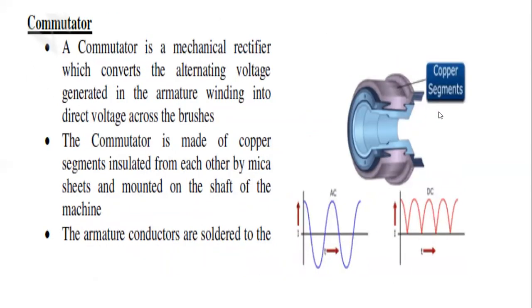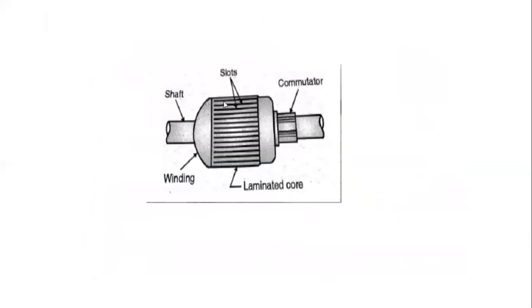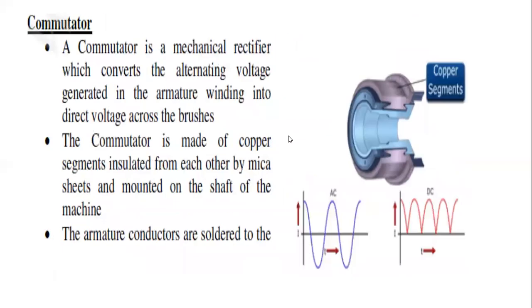Next, the next part of the armature is the commutator. The commutator is mounted on the shaft. What is the purpose of this commutator? This commutator is used to convert AC to DC. That means alternating current to direct current.